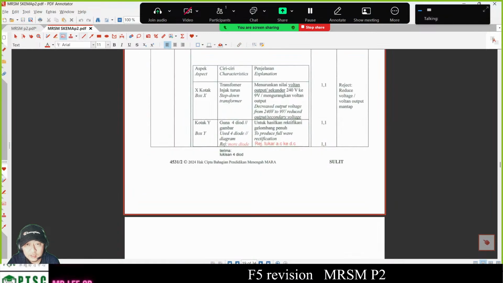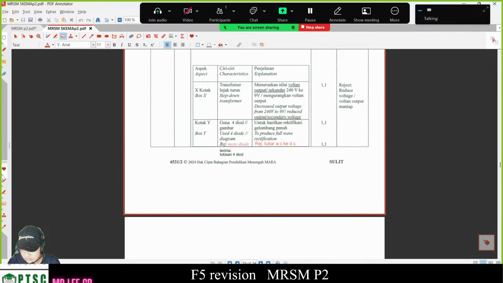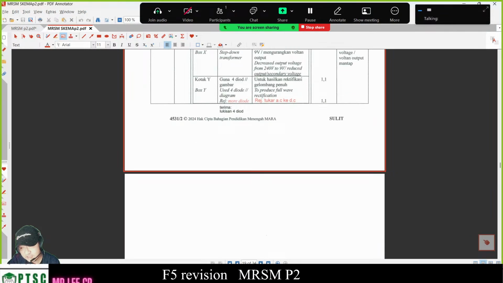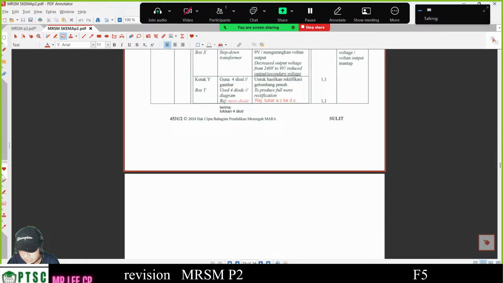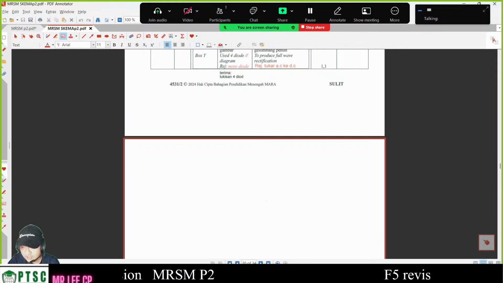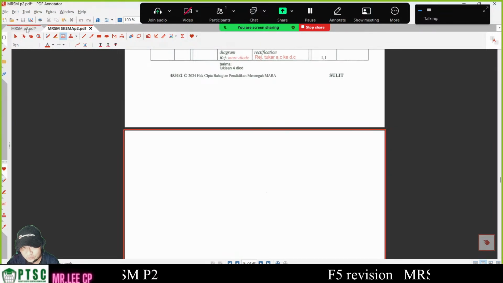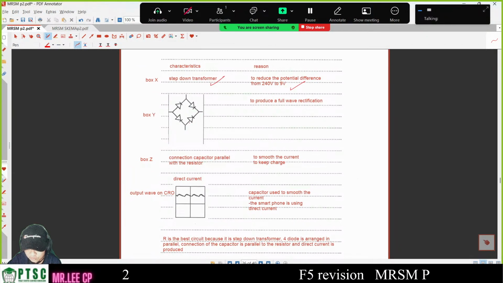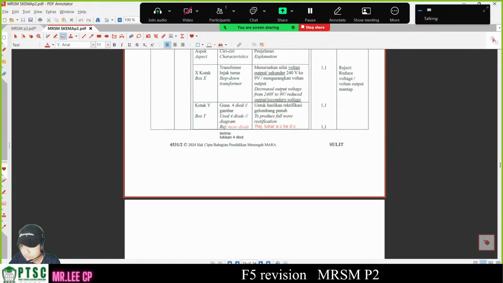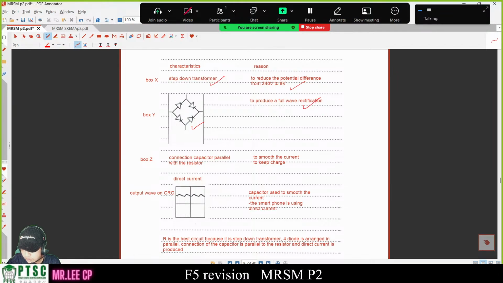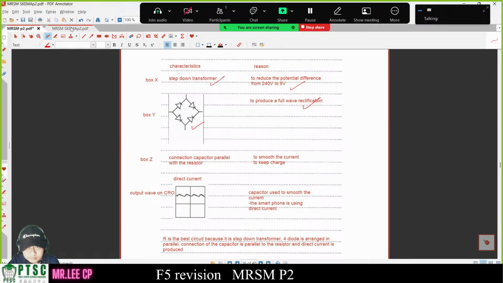Okay. The second one, it is 4 diodes in the diagram. Use 4 diodes, right? Diagram. Use 4 diodes or draw the diagram. So I draw. They accept drawing of 4 diodes. Okay, so you draw this one. Why? To produce a full wave rectification. Okay, no problem. Next one.